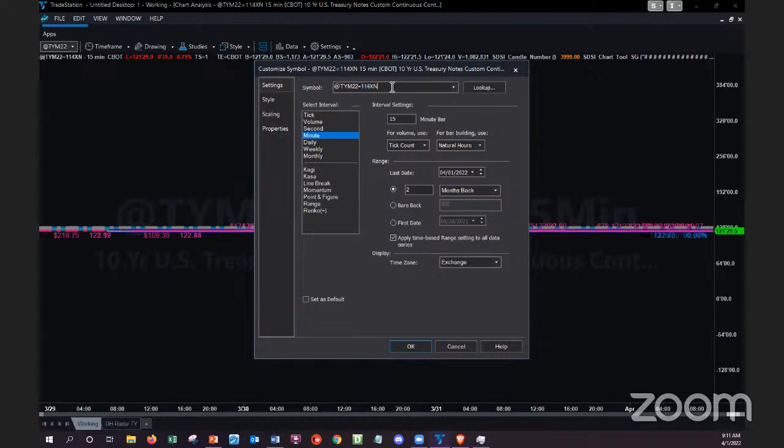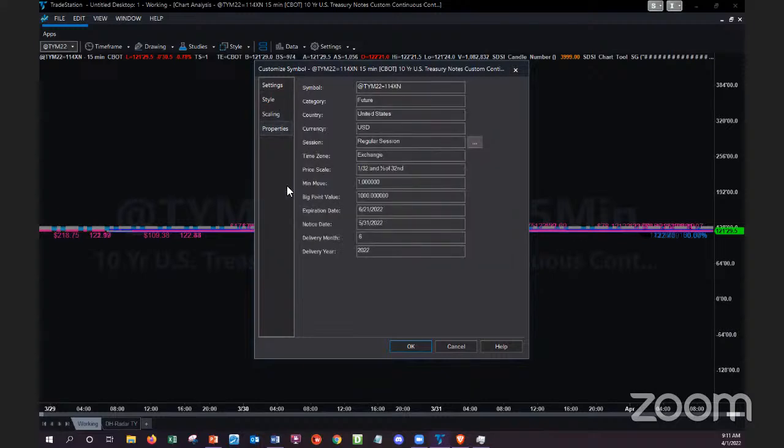Now then, we can go in here to properties, and in properties, we can see when the expiration is: 6/21/22.